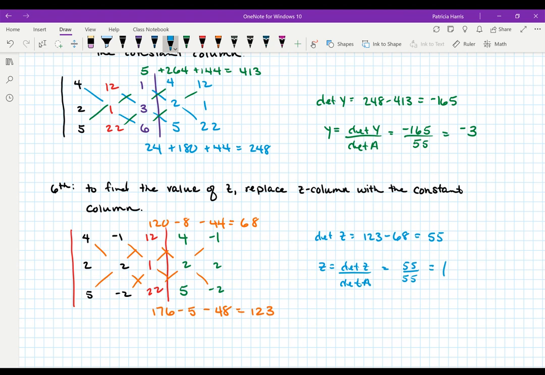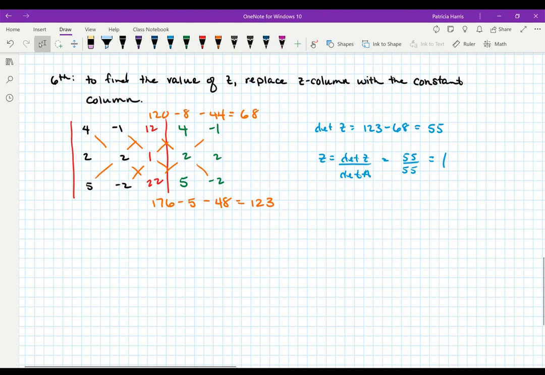Okay, so we've applied Cramer's rule a few times, and our solution is 2, -3, and 1.